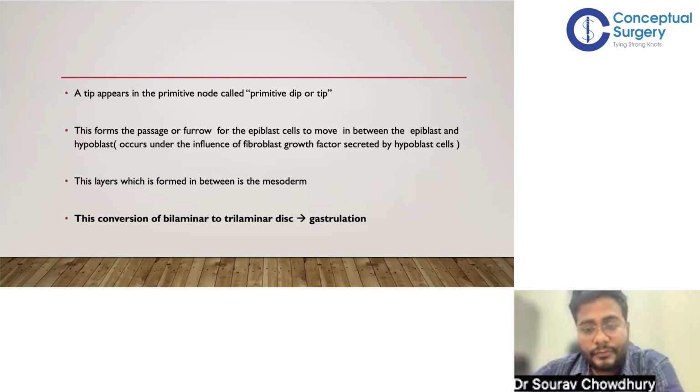Now formation of this bilaminar disc to trilaminar disc is called gastrulation. So any problem in this particular stage will give rise to issues which will involve all three layers, that is the ectoderm, endoderm and mesoderm.